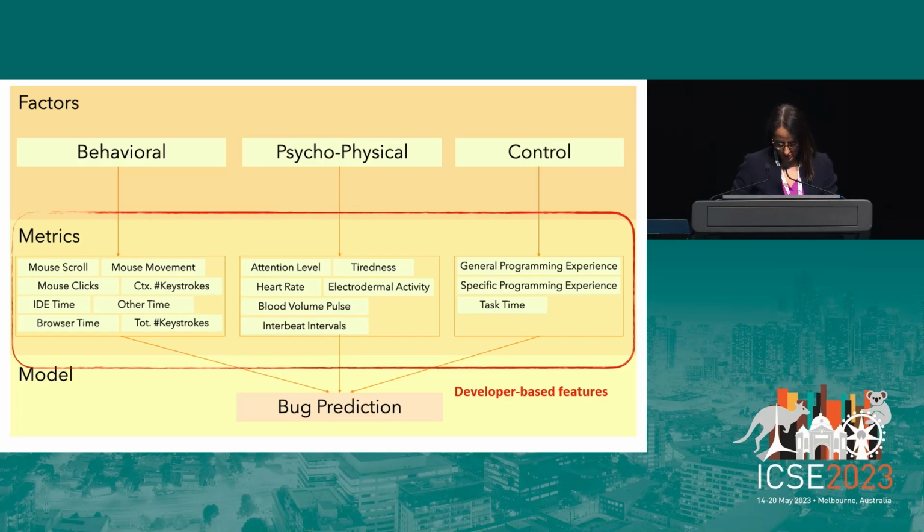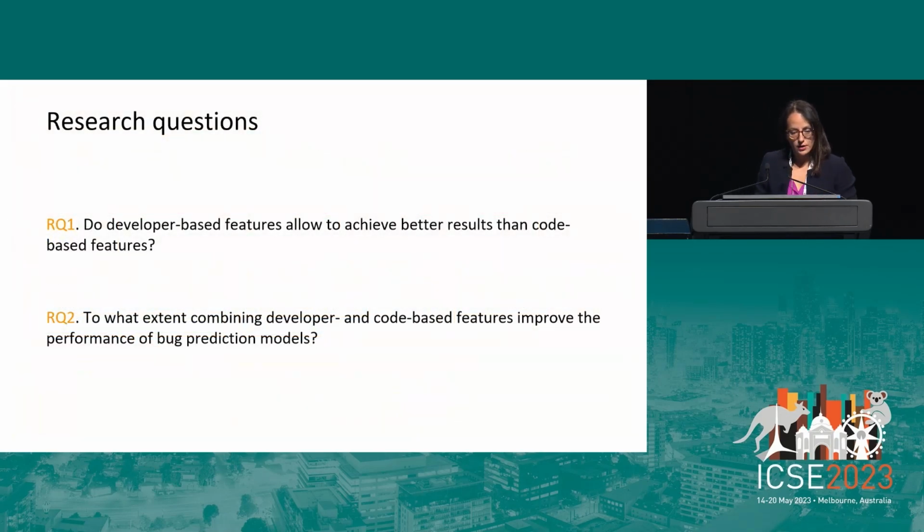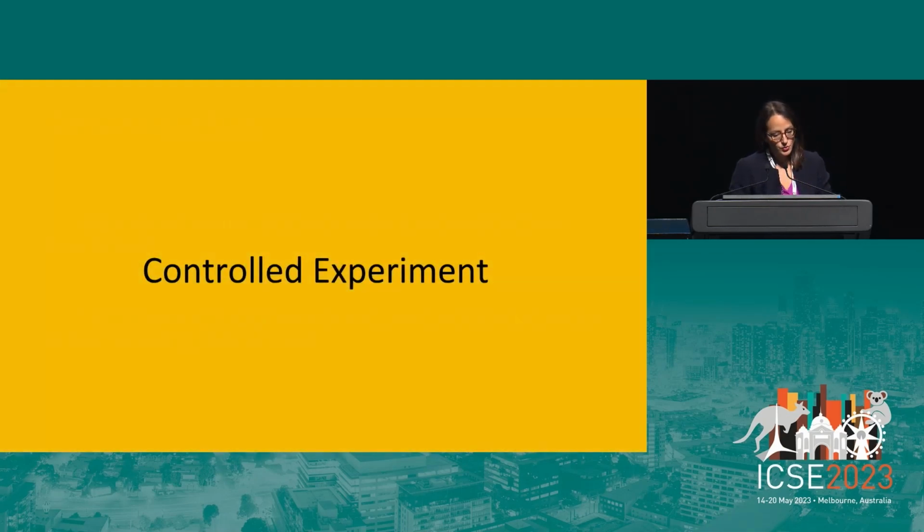So we call this developer-based features, and we include those in our machine learning experiment to see whether they contribute to the prediction of bugs. So the two research questions in particular are: first, do developer-based features allow us to achieve better results compared to code-based features? And also, to what extent can we combine both code and developer-based features to improve the performance of bug prediction models? To answer this question, we designed and implemented a controlled experiment.